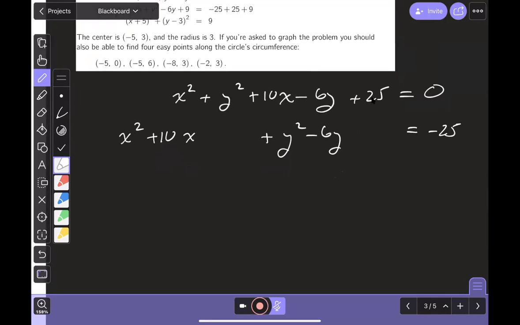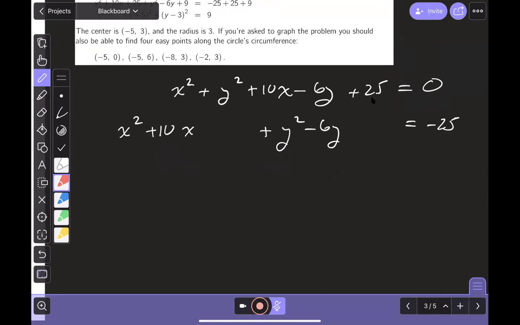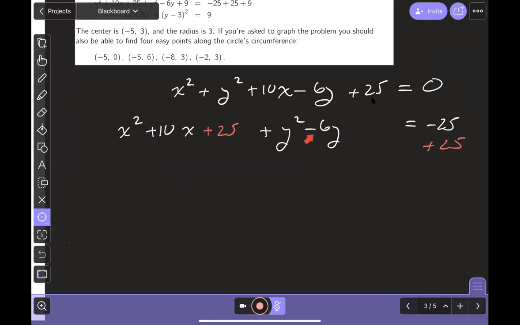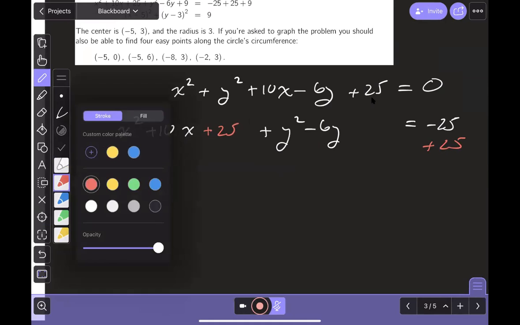Then what are you going to do? Complete the square. How do you do that? Half of the 10, which is 5, square it. What do you get? Plus 25. And again, I'm adding 25 to both sides of the equation. Now, what am I going to do over here? Well, I'm going to take half of minus 6, which is minus 3, and square it. And what do you get? Plus 9.